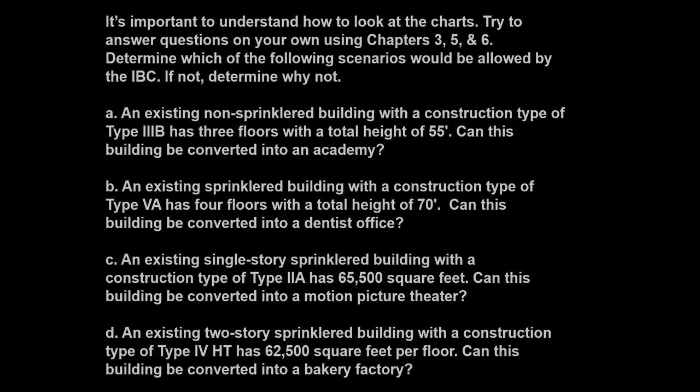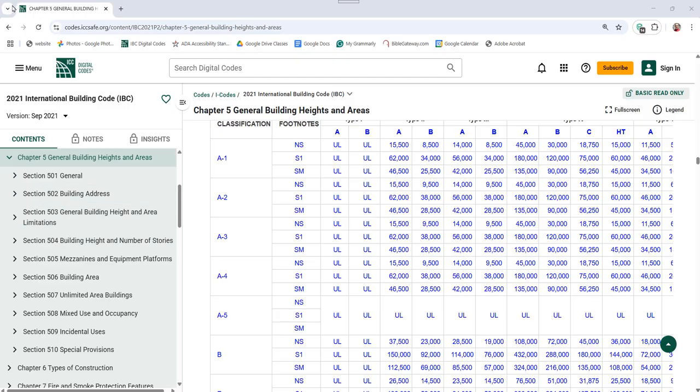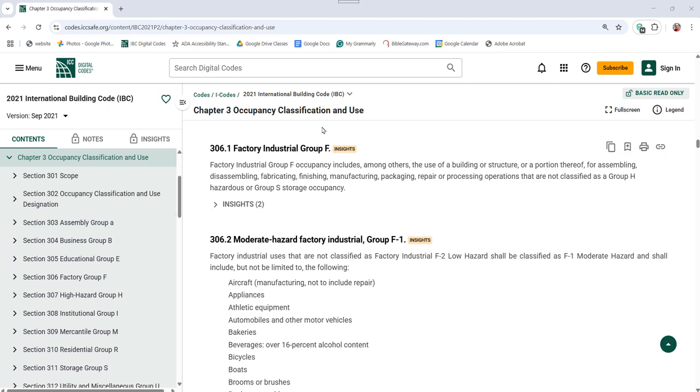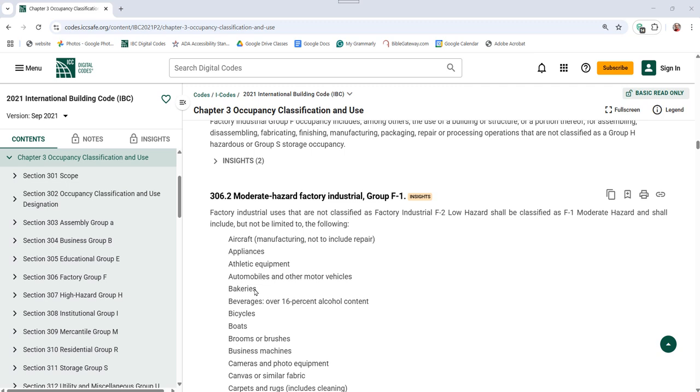So let's take a look at, again, building types and see where it lands. It is in the factory group, and sure enough, under F1 factories, we have bakeries. Now, this is different than when you get a muffin shop. That'd be more of a mercantile situation. This is a bakery that makes a lot of quantities, and then they send out to the distributors, and then the distributors sell it. All right, so it's an F1.